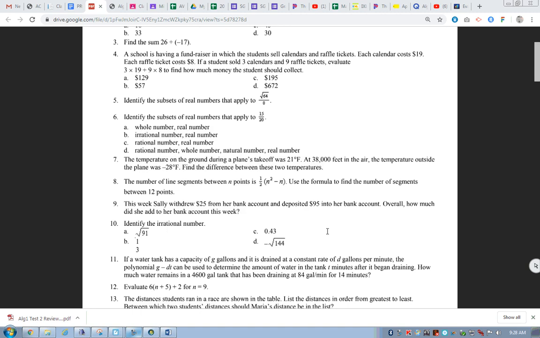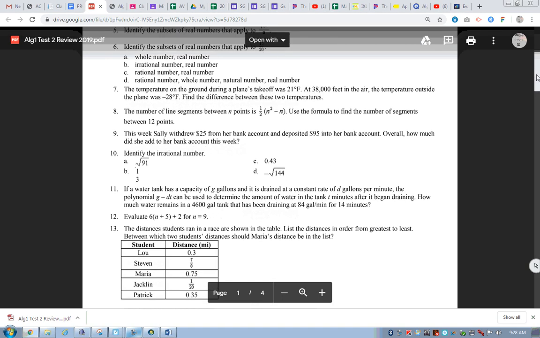All right, number 8. The number of line segments between endpoints is 1/2 times n squared minus n. Use the formula to find the number of segments between 12 points. All I have to do here is plug 12 in for what? N. How many times? Twice. So that's going to be 1/2 times 12 squared minus 12. All right, well, what's 12 squared? 144. What's 144 minus 12?